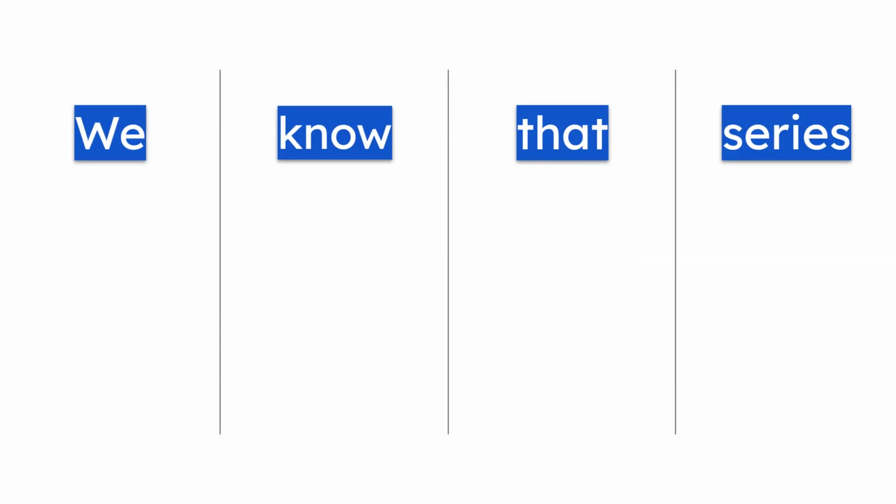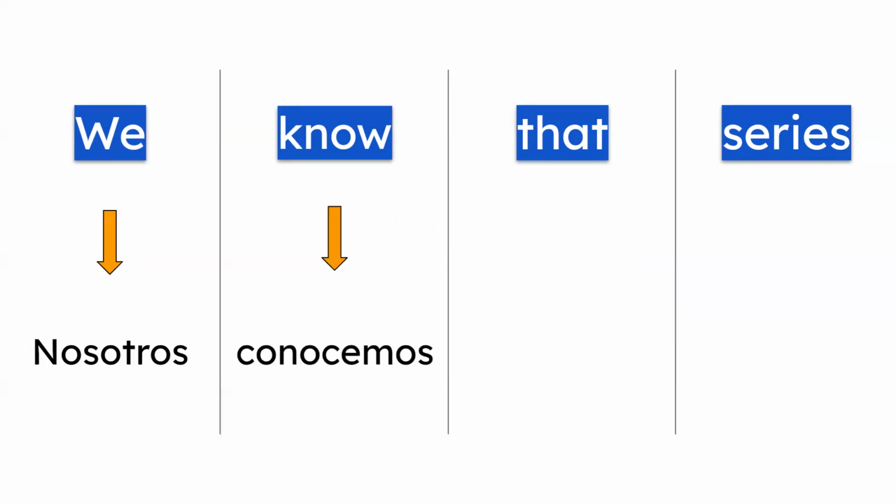We know that series. Of course, we have already watched it, or we have heard about that. We know that series. We are familiar with that series. Then we say, how to say we? Nosotros. Here we need to conjugate the verb conocer. How do you say conocer in the first person plural? Conocemos. That's right. Nosotros conocemos.